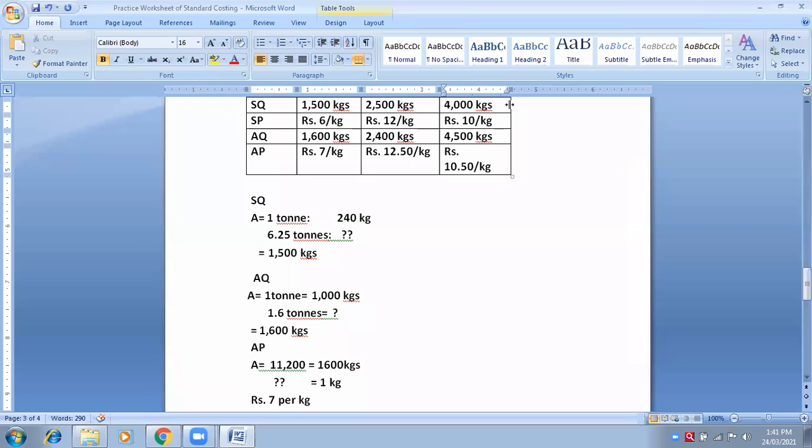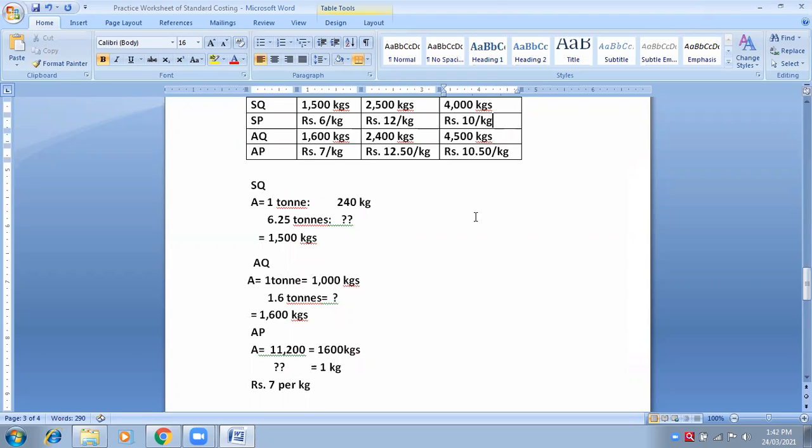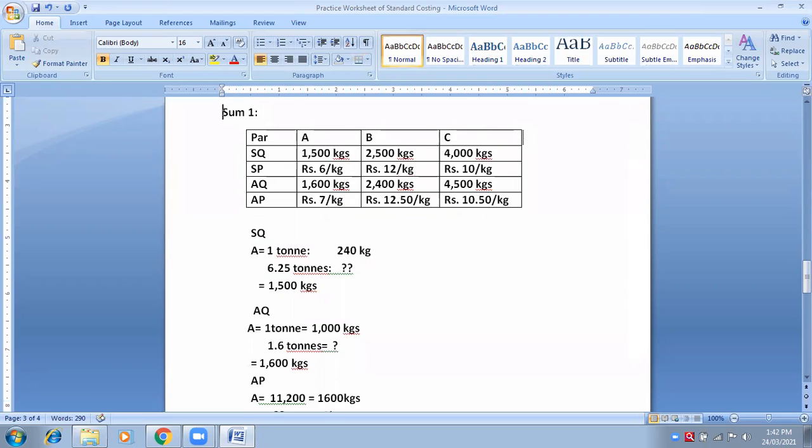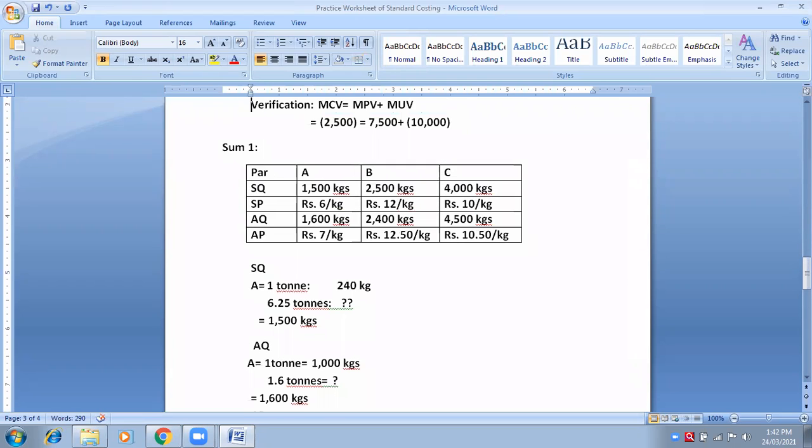See, these 3 things were not given. Now, as soon as you find out all the four items, the formula becomes very easy. Now you just have to apply the formula. That's it: SQ, ASP, AQ, AP. All these 4 steps are very important. If you find out all these 4 steps, then applying the formula becomes very easy.